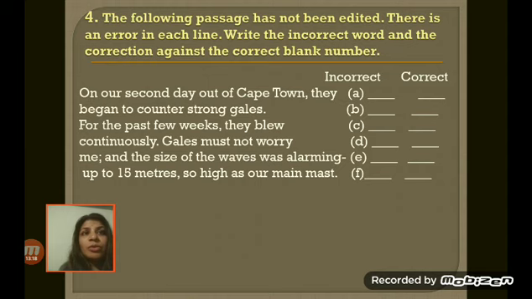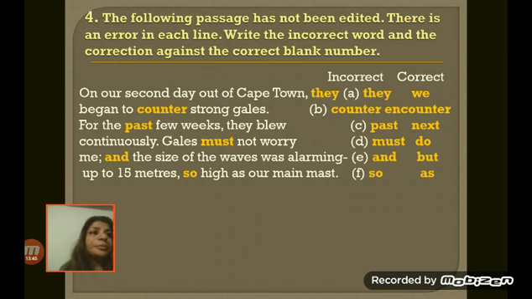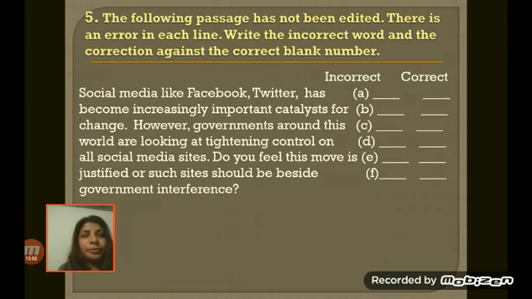ठीक है. So on our second day out of Cape Town, we began to encounter strong gales. For the next few weeks they blew continuously. ठीक है. second day से शुरू हुआ था और अगले कुछ हफ्तों तक they blew. तो past नहीं आएगा, next few weeks आएगा, है ना. Gales do not worry me, है ना. But the size of the waves was alarming. Up to 15 meters, as high as a main mast. Done. And now, one more.